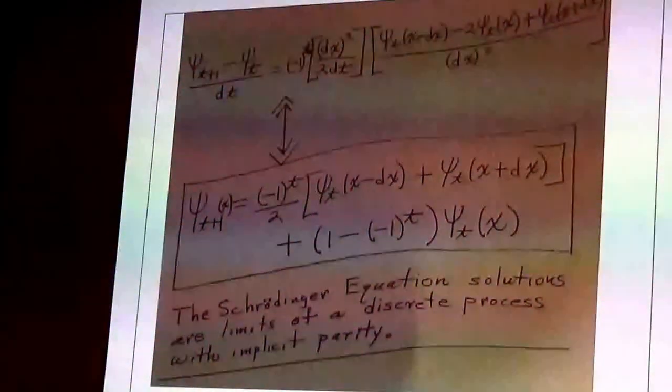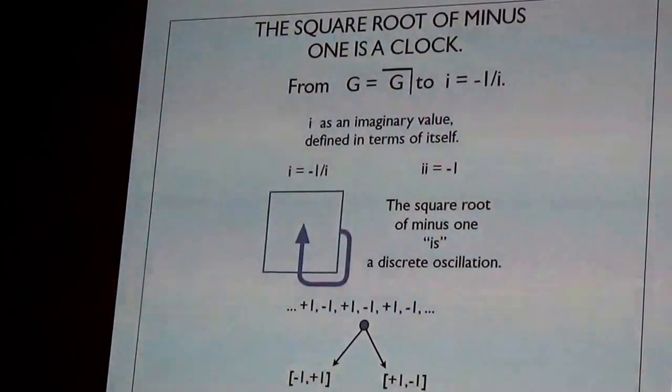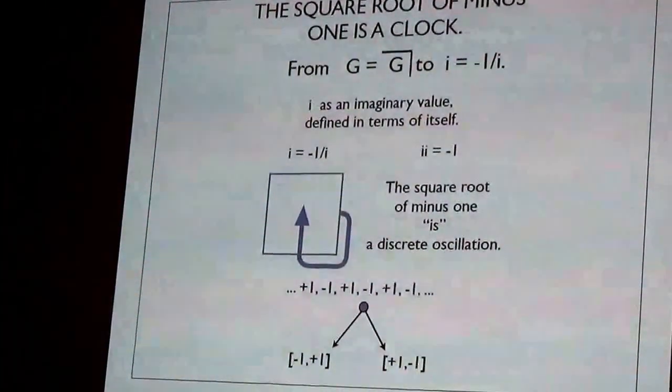So that's the first part of the talk. The square root of minus 1 is a clock. Comments?